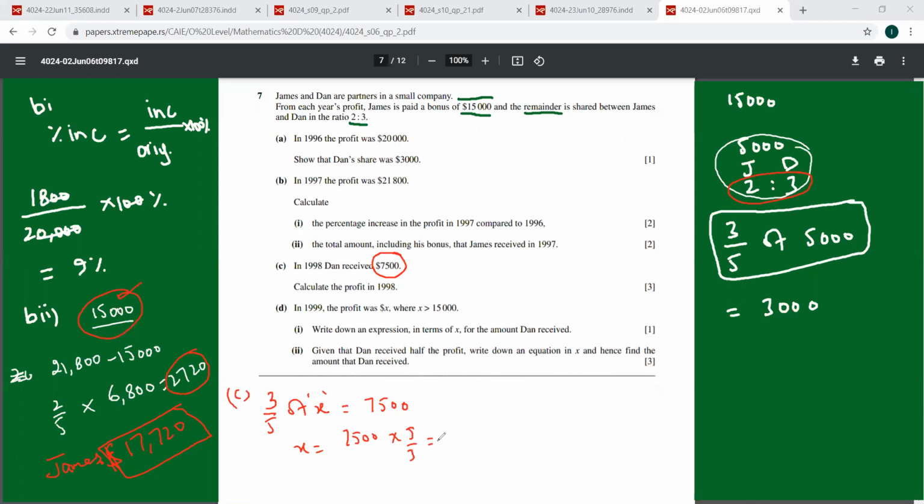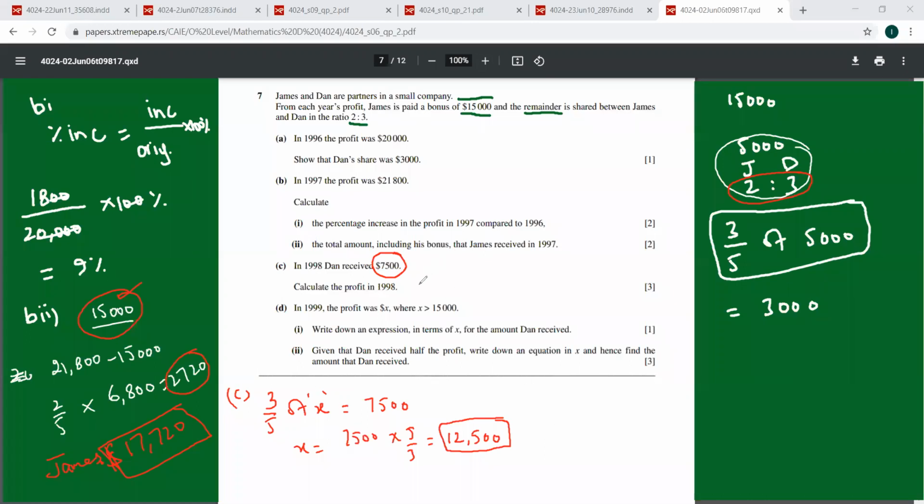7,500 divided by 3 times 5. So this is 12,500. This is 12,500. So that means this is the amount which was divided in the ratio 2:3. So now you add another 15,000 into it.